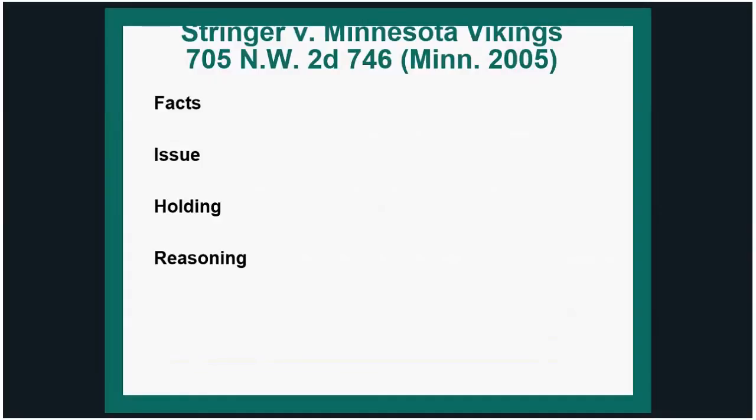Stringer versus the Minnesota Vikings we can look at in terms of an offensive player who was overheated during a summer practice and he had some medical attention, perhaps not enough from the Minnesota Vikings, went to a hospital to try to cool down, and in fact slipped into a coma and ended up dying.